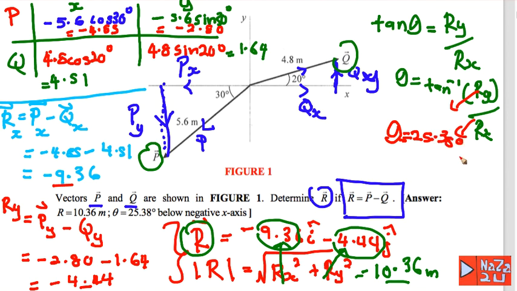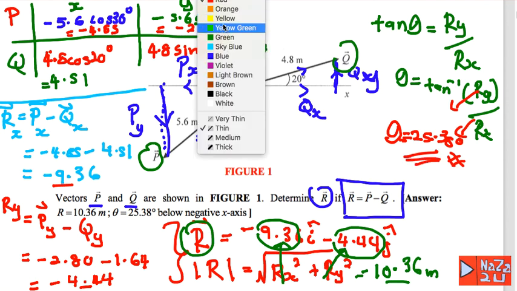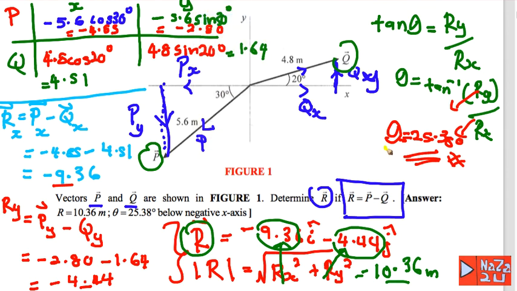So theta is equal to 25.38 degrees. What is the position here? If you look at the diagram, the magnitude of P, 5.6, is greater than Q, so the resultant must be around the first, second and third quadrant. Here this is vector R, direction downward, and the angle here is 25.38 degrees. Okay, that's all. Thank you.